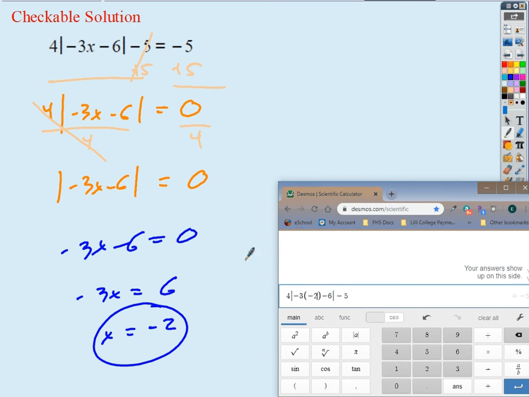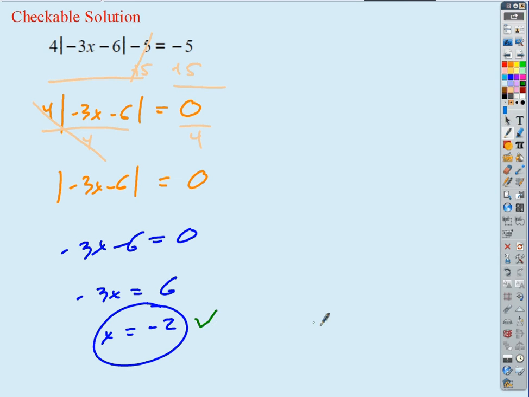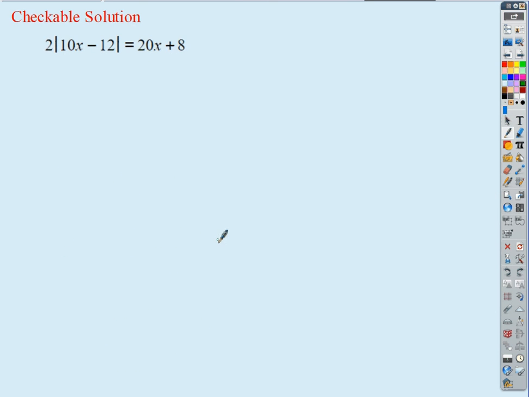And we get negative 5. Well, that's what we should get. On the right side we have a negative 5. So it works, doesn't it? When we plug in negative 2, we get negative 5 equals negative 5, which is true. So we just effectively checked it. Okay?